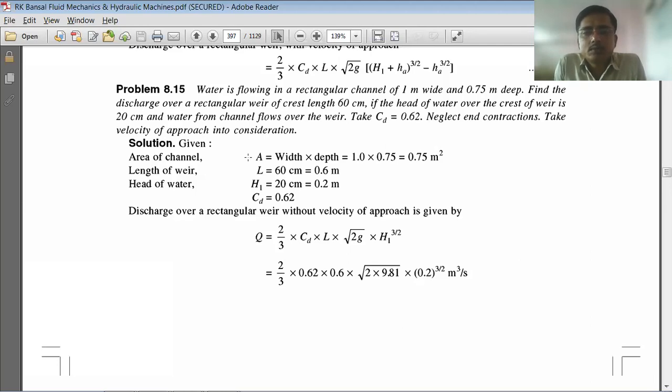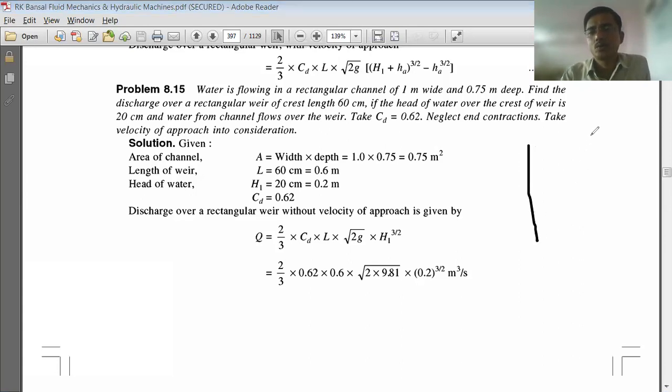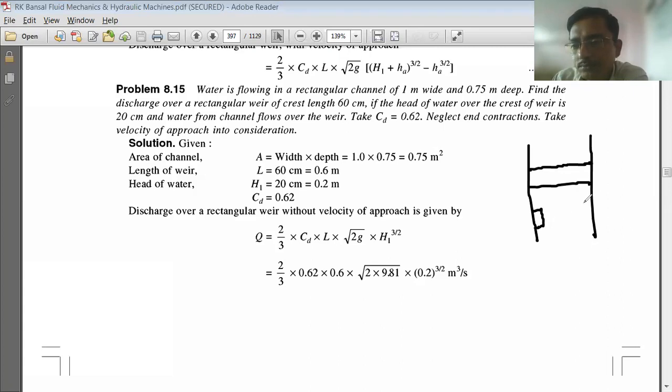It is smaller. The crest of the weir is smaller than the width of the channel, and this type of weir we call a weir with end contraction. If you remember, I told you and showed you the diagram. So this weir is not without end contraction, it is like this. The length of the weir is only this much, this is 0.6 meter, and the total channel width is 1 meter. But the problem says neglect end contraction, so the effect created by end contraction is to be neglected. Therefore we will use the regular formula here.